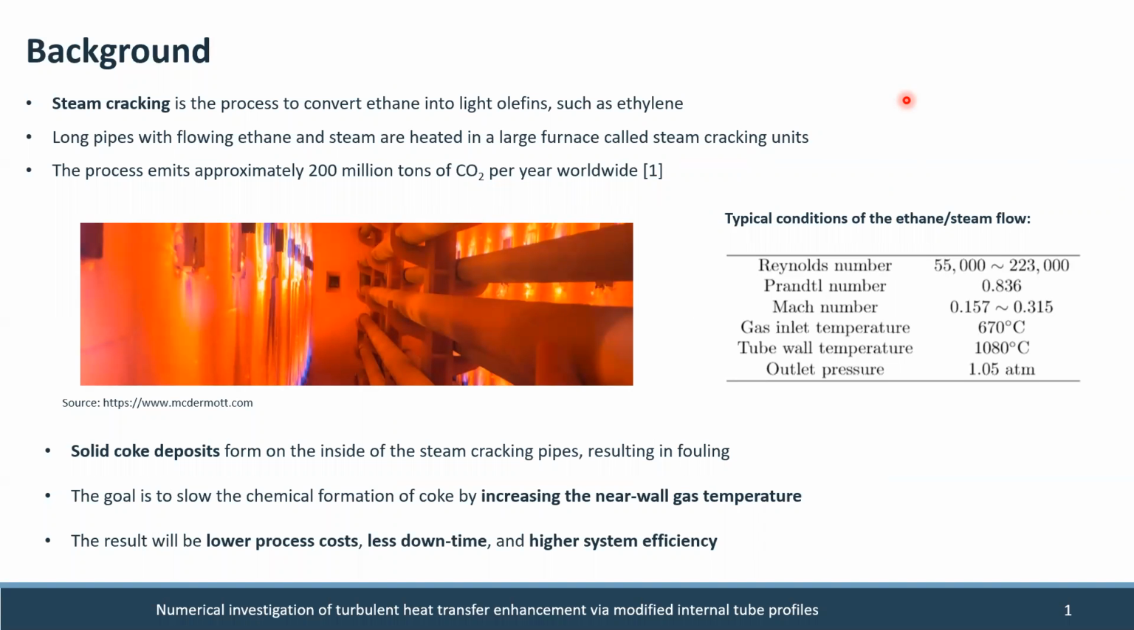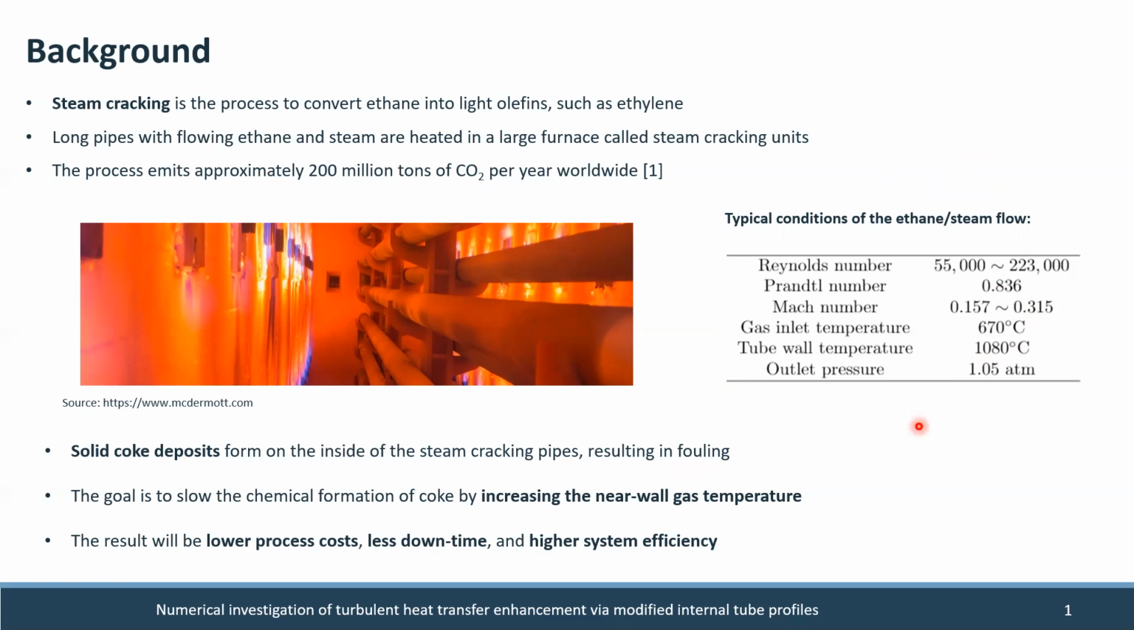Steam cracking is a process in which ethane is converted into light olefins such as ethylene. We have long pipes with flowing ethane and steam, which are heated in a large furnace called a steam cracking unit. This process is really energy consuming. The process emits approximately 200 million tons of CO2 per year worldwide.